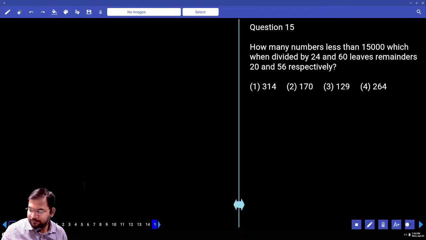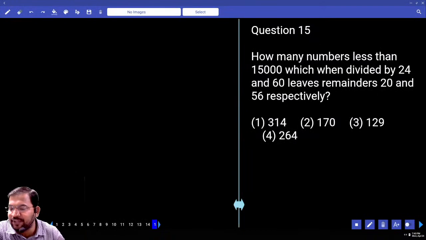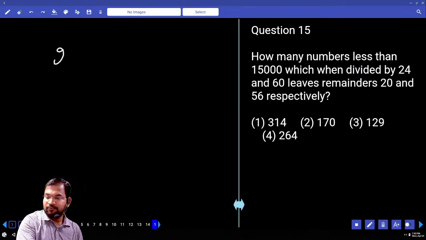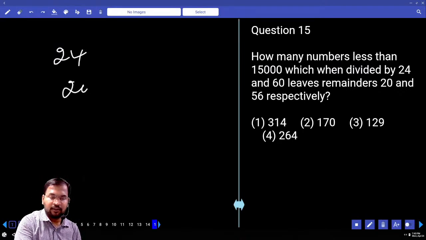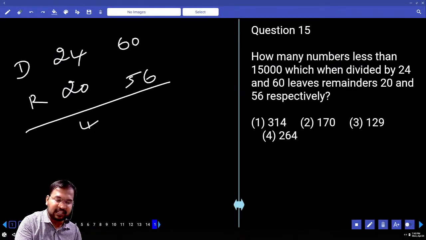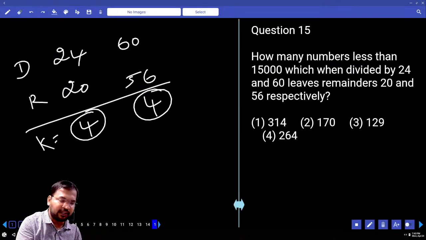How many numbers less than 15,000, when divided by 24 and 60, leave the remainders 20 and 56 respectively? Whenever you are dividing with 24, the remainder is what, Nana? 20. And whenever you are dividing with 60, the remainder is what? 56. These are the divisors, these are the remainders. What is the common difference? That will be equivalent to K.